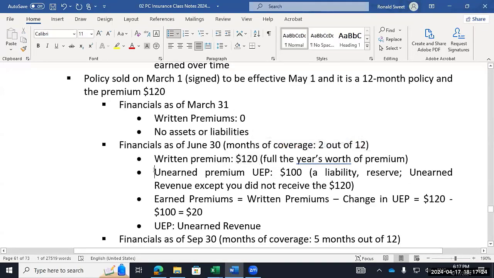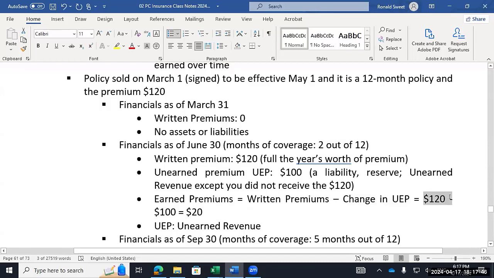Right? Your unearned premium is $100. Why? Because as of June, you've only earned for May and June, only 2 months. So your unearned premium is still $100. Your earned premium is what? 20. Well, here's how they do it. An earned premium is your written premiums minus your change in unearned premium.